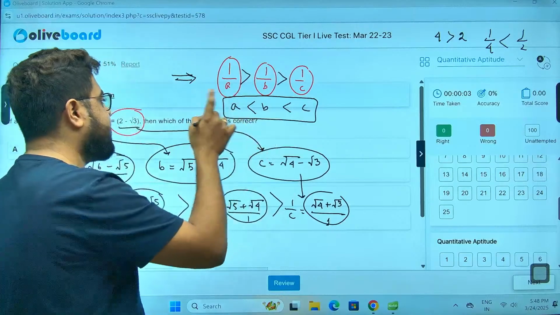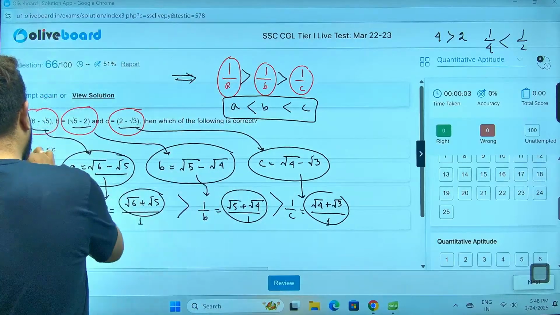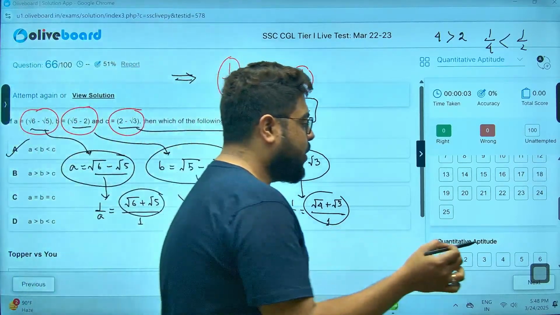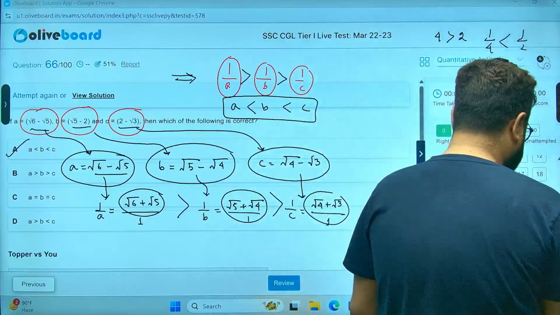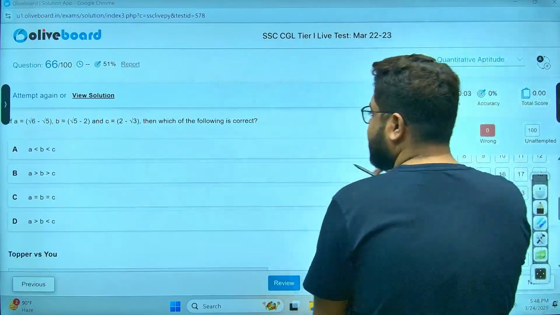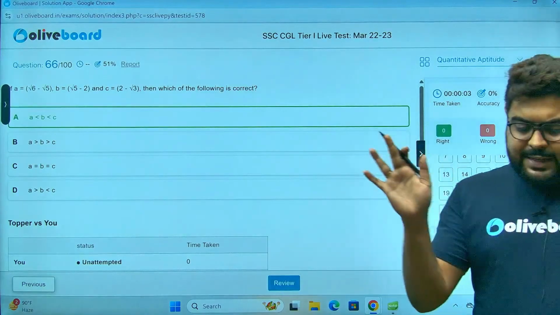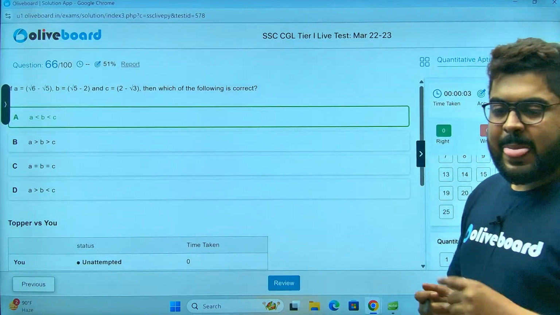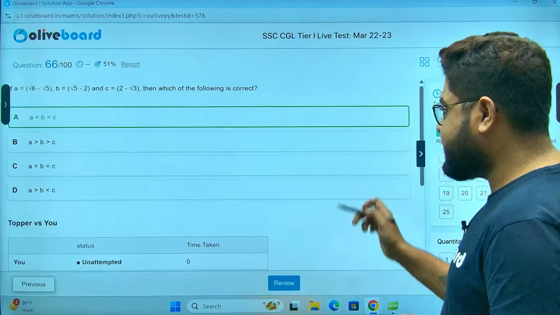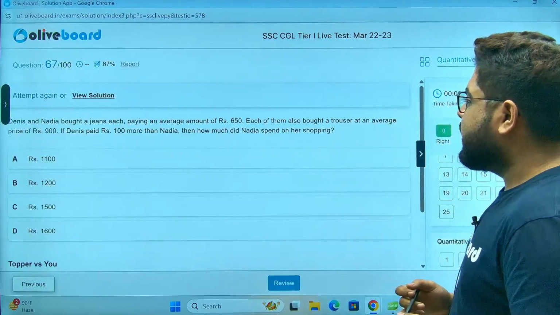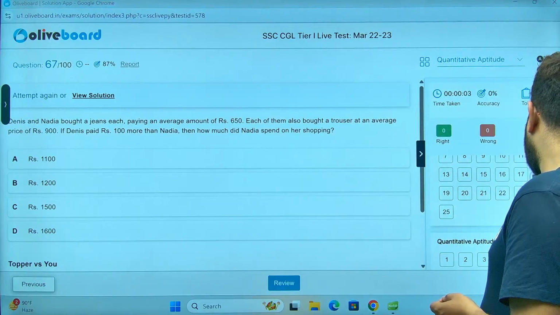So this will be your answer. C is the biggest, then B, then A. Option number A, sir, is your correct answer. Perfect, everyone. Very, very simple questions, but again very important. This is a technique you should know. Just next one, sir.